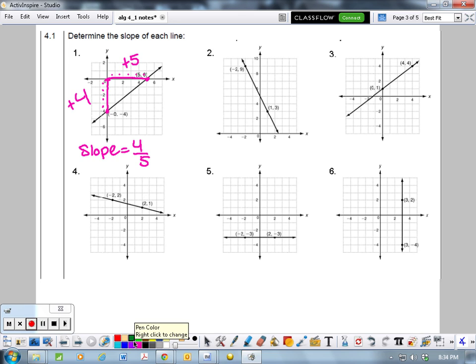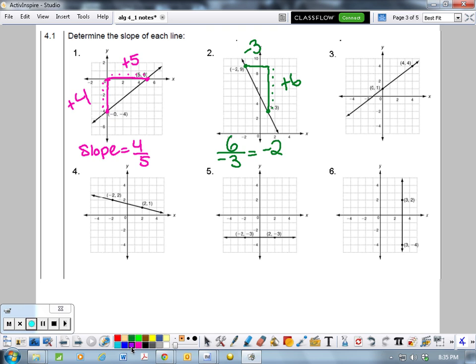So here, I've got my 2 points. And again, it doesn't matter which one I start with as long as I do a rise over run. I'm going to show you this other way. I'm going to start down here at this point, and I would rise 1, 2, 3, 4, 5, 6. So I'm going up 6, and I'm going left 1, 2, 3. So I do rise over run, and 6 over negative 3 is negative 2.